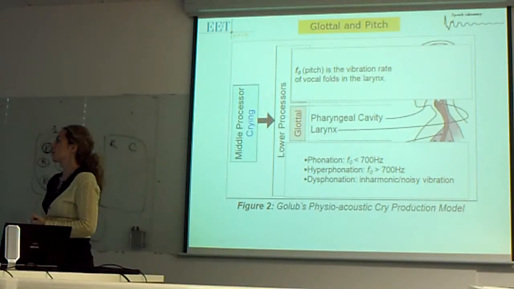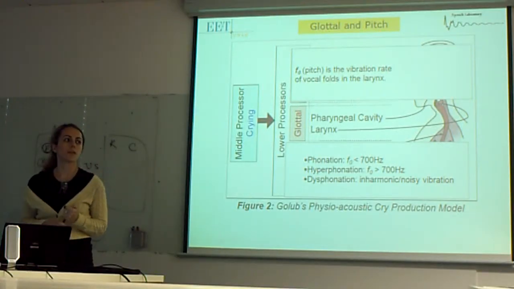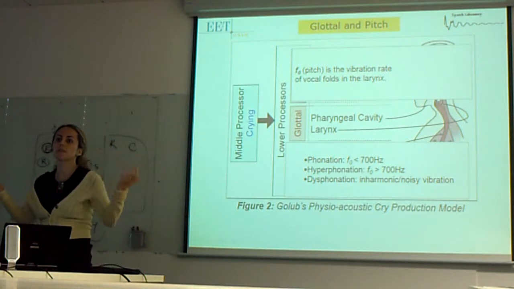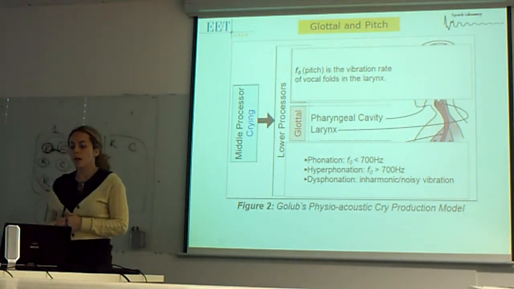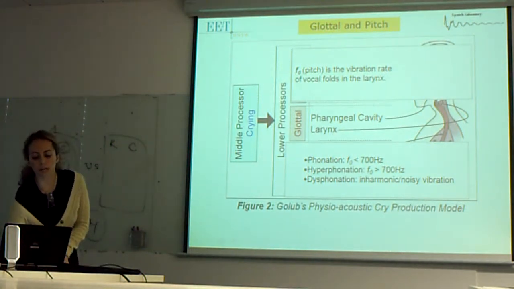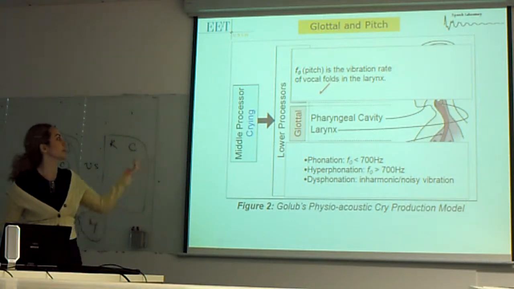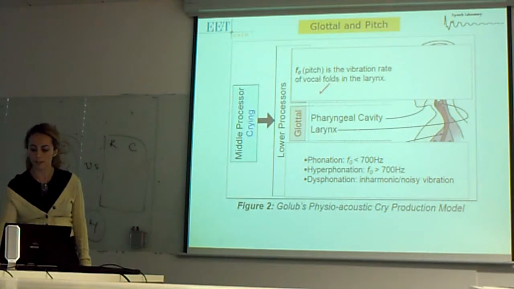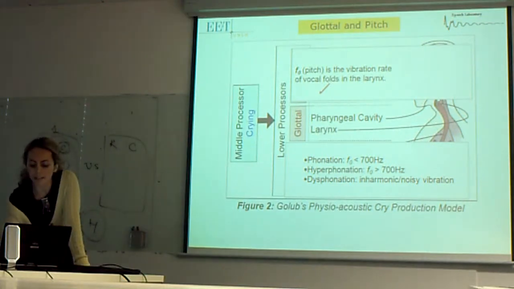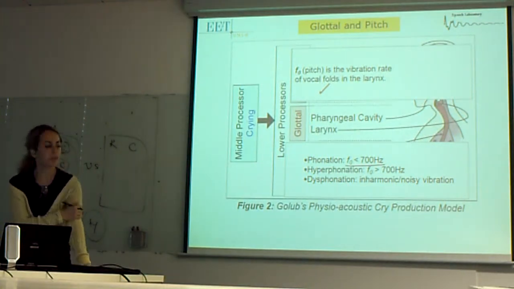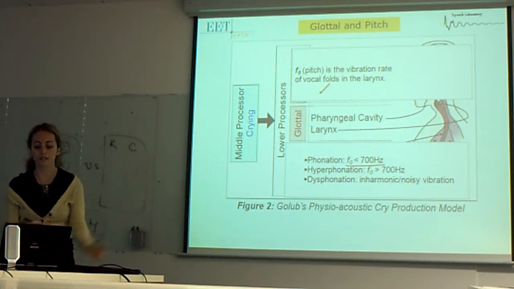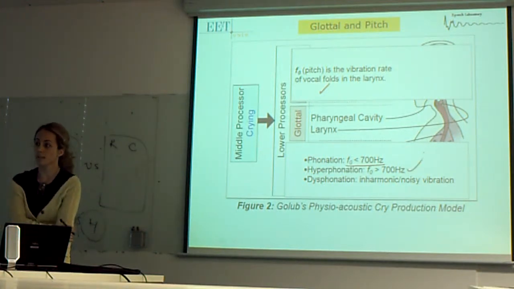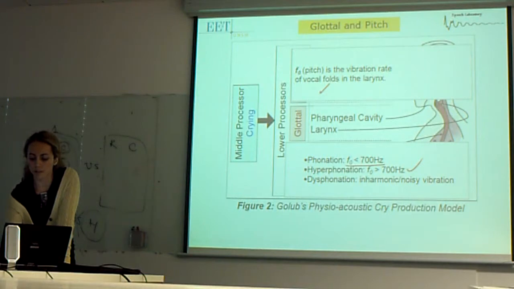For the subglottal part, probably we cannot do that much because it's just the pressure which is produced by the muscles. But for the glottal, we can extract pitch, which is the vibration rate of the vocal folds in the larynx. It is the same for the infant. So we can see that for phonation, it is usually less than 700. For hyperphonation, it is more than 700. And for dysphonation, it's noisy vibration.